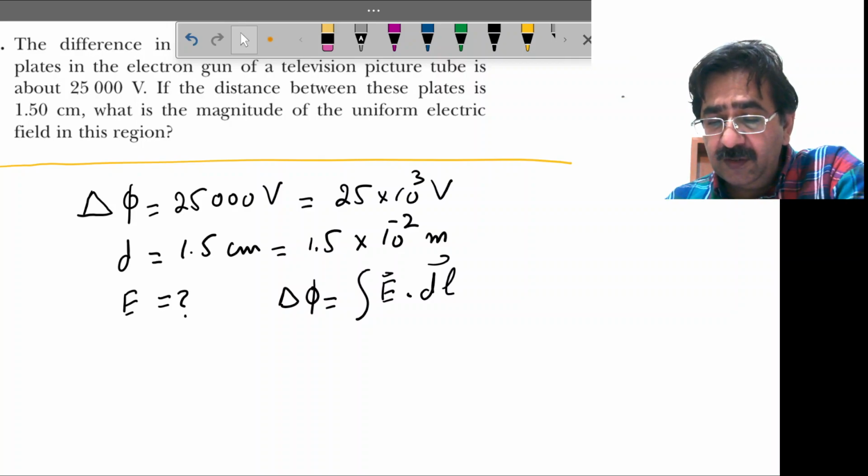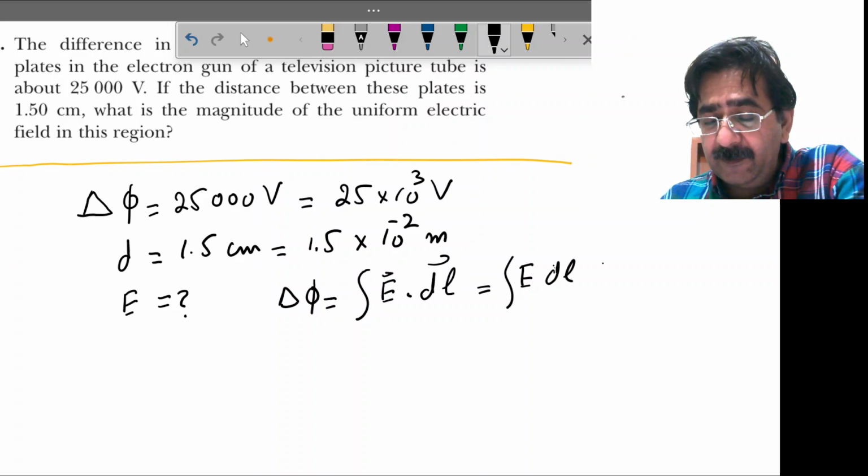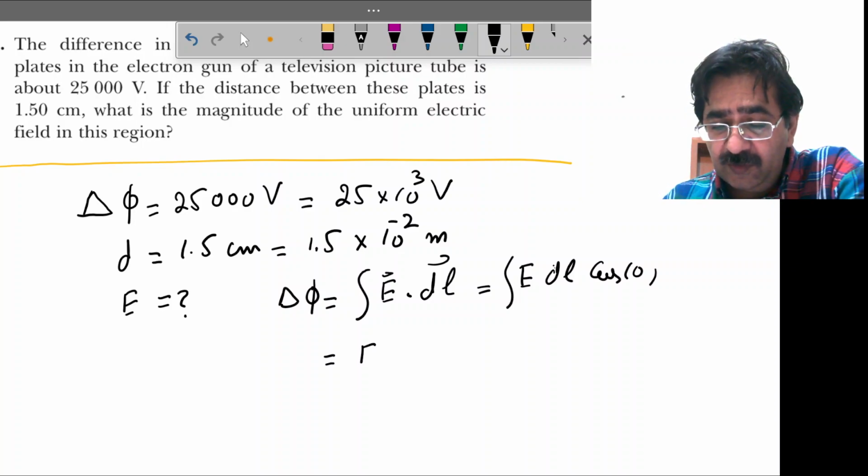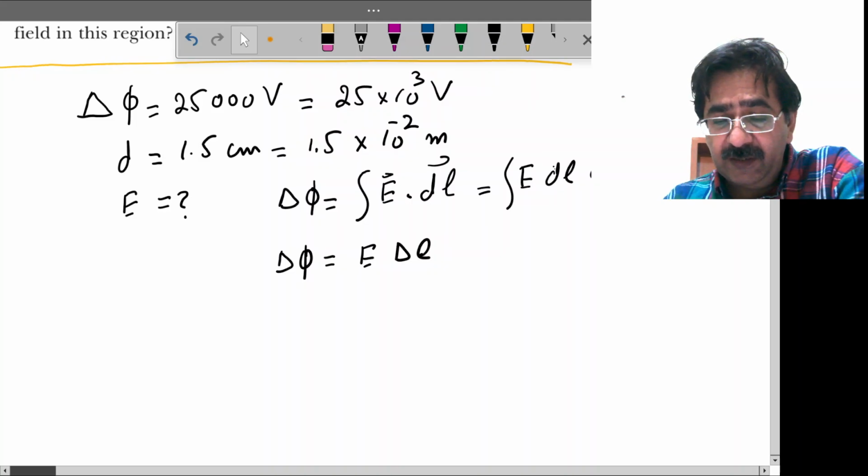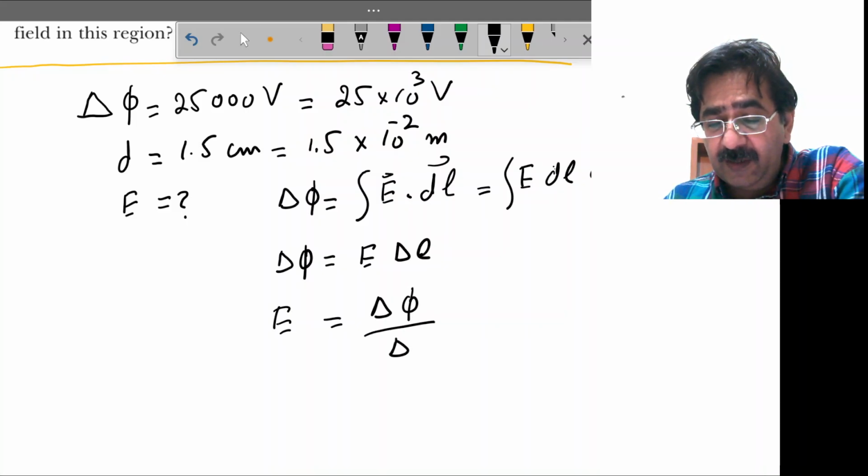The field and displacement will be parallel to each other, so the angle will be 0. You may say that this will be E dl cos 0, that is 1. So E is equal to delta phi over delta r.